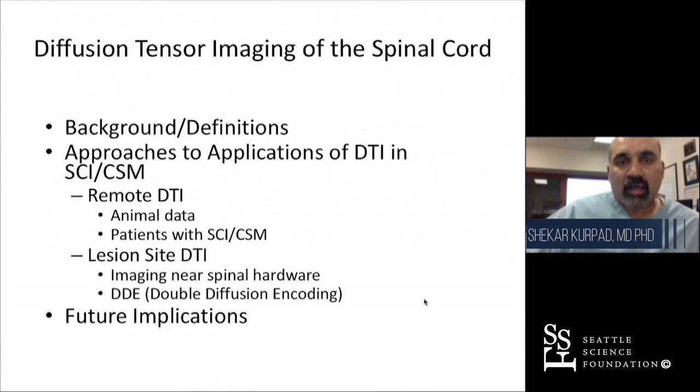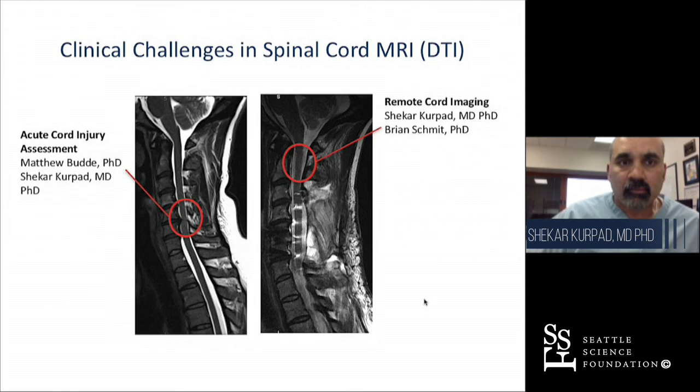One is remote DTI, and I'll show some of our data and compare with other groups that have worked on the same subject with animal data as well as patients with spinal cord injury. The other is the specific problem of imaging near spinal hardware, and double diffusion encoding, which is a newer technology to look at the lesion site using DTI. So these are the two approaches we have taken.